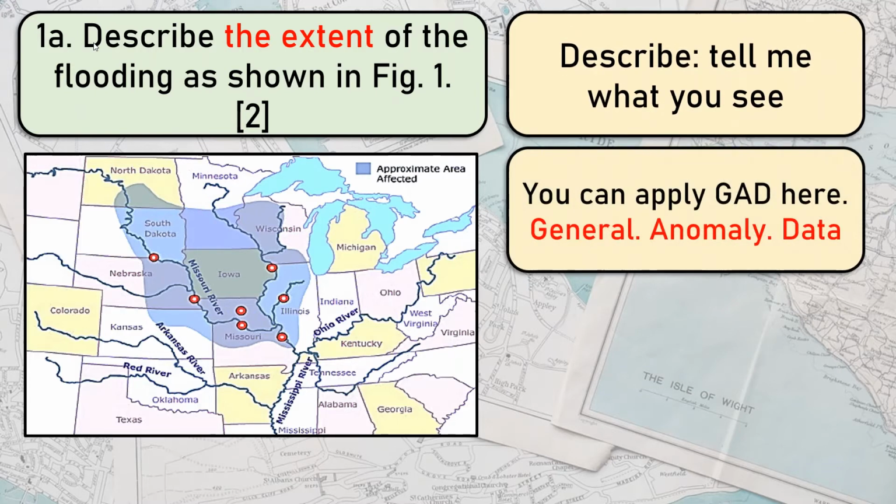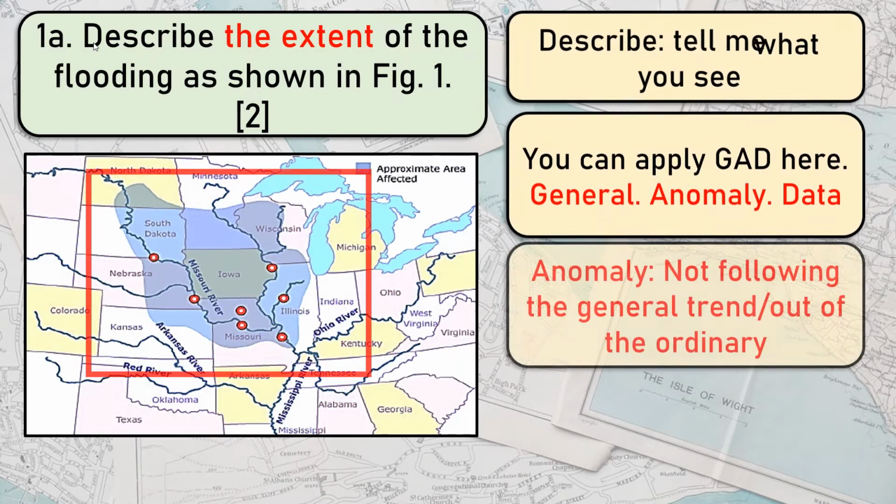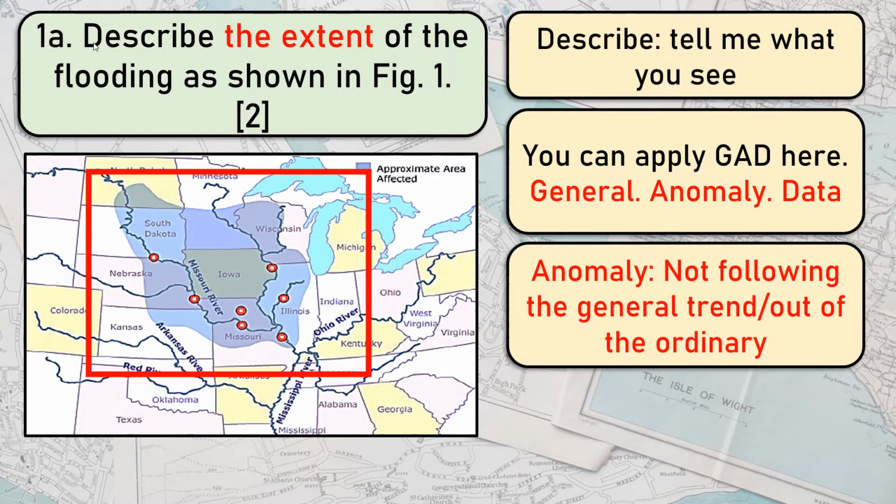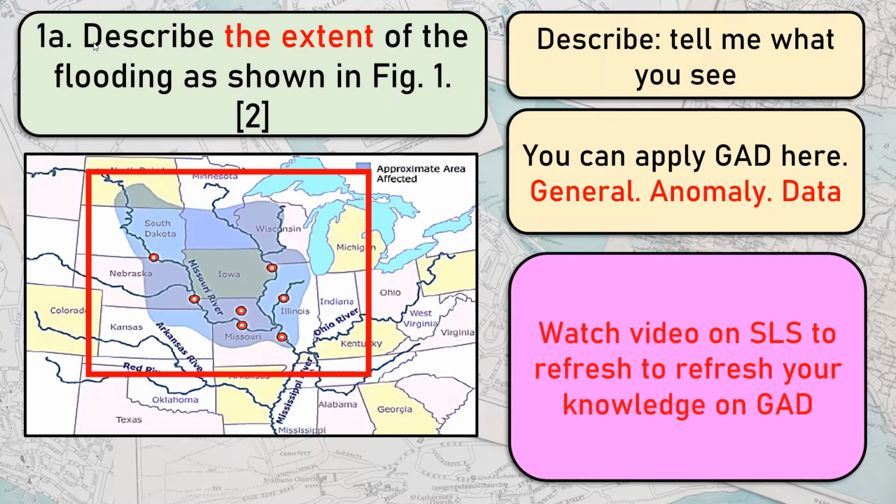Alright, so for this question, you can apply GAD here. So GAD stands for General, Anomaly and Data. For those of you who do not know what anomalies are, basically, anomalies are things that do not follow the general trend or are out of the ordinary. In our line graphs, anomaly stands for things such as if there is a general increase and then there's a sudden decrease, then that counts as an anomaly. However, if you're still confused about how to use GAD, or you need a sample answer of how answers using GAD look like, go on to SLS and watch the video there to refresh your knowledge about GAD.